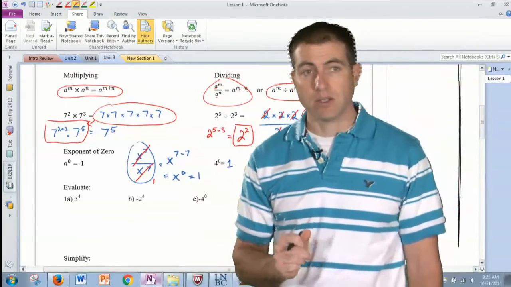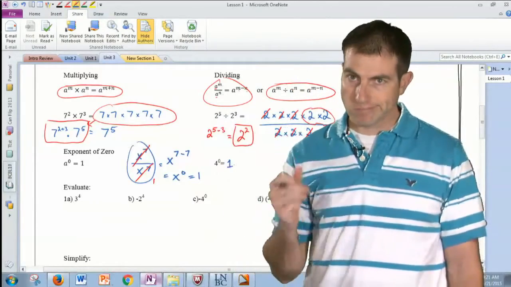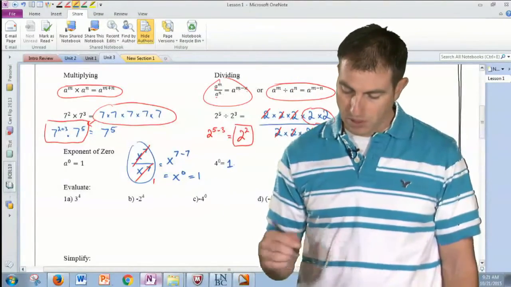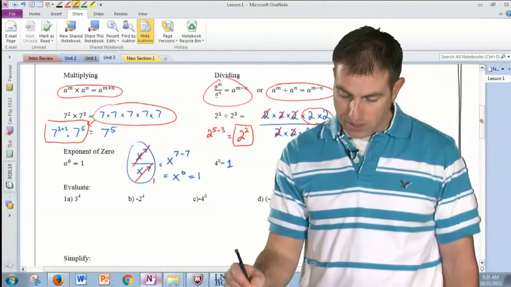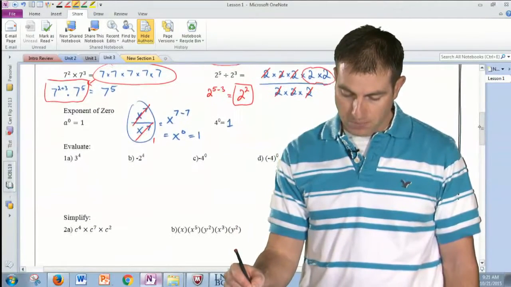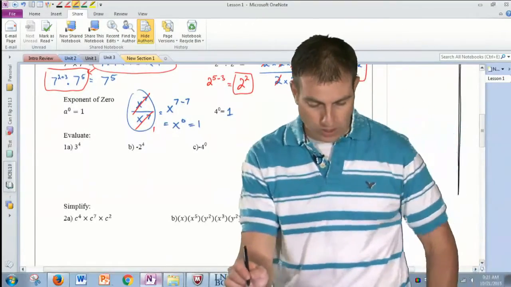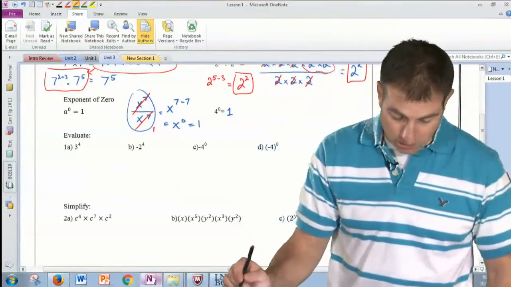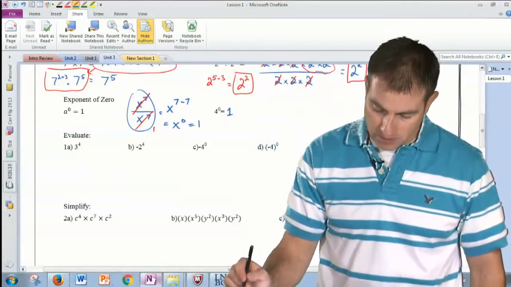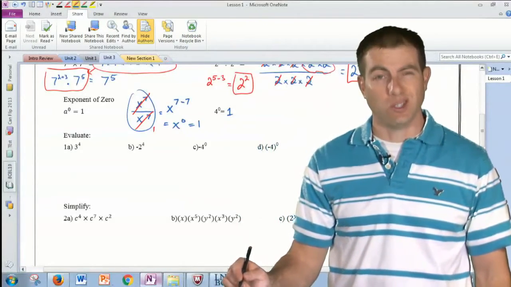So 4 to the power of 0 is just going to give me 1. There you go. The next one asks us to evaluate. Again, this is just stuff from grade 9, so hopefully we can just kind of whiz through this. If you want to kind of get ahead of me on this stuff, that's fine. This is mainly just to figure out if you can use your calculator properly.